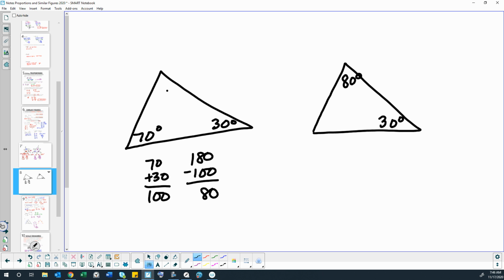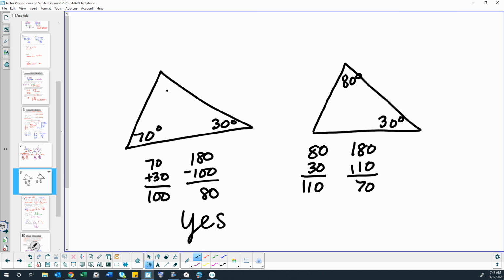Because that triangle has a 30 and an 80. And if I add those together, I get 110, and I subtract that from 180, I get 70. So that angle is 70. So even though I didn't have all the information I needed at the beginning, I can find those missing angles by subtracting from 180, and then I can figure out if the triangles are similar.